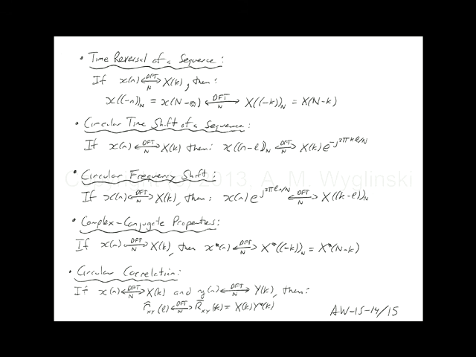Now, there's a few other properties, things like time reversal of a sequence, circular time shift, and circular frequency shift. All of these essentially take advantage of the fact that we have a periodic waveform that repeats every N samples. And so when we have this type of repetition, we have some very unique mathematical properties, which you will not find with the DTFT, or with any of the other transforms that we have been exposed to. Part of the homework assignment or problem set that I have assigned will test everyone's knowledge with respect to handling this sort of thing. Okay?